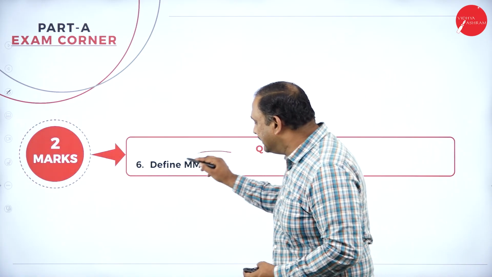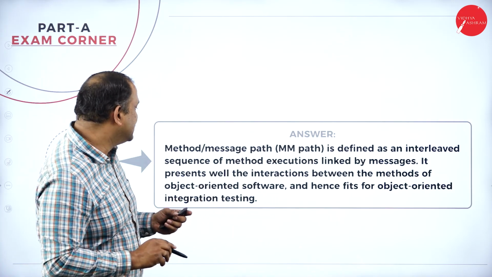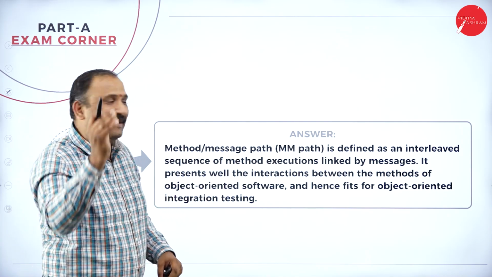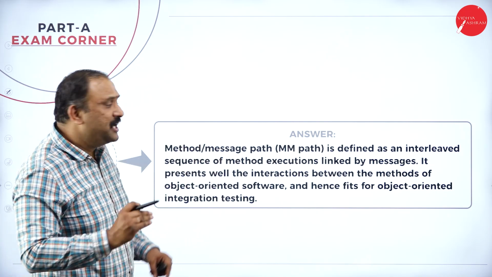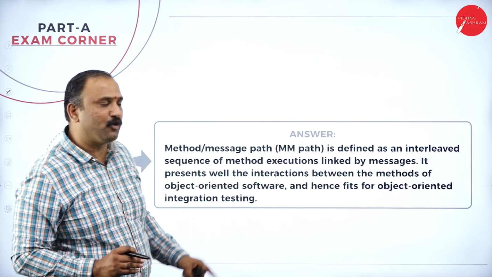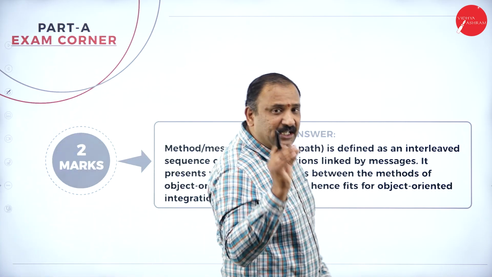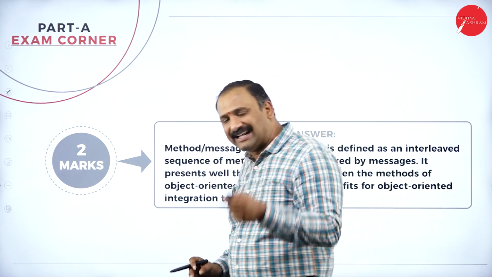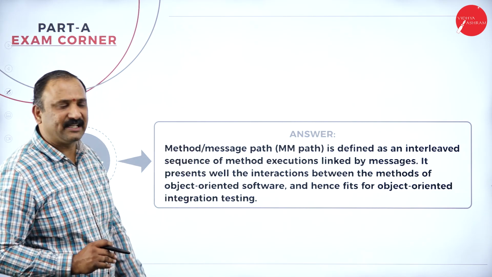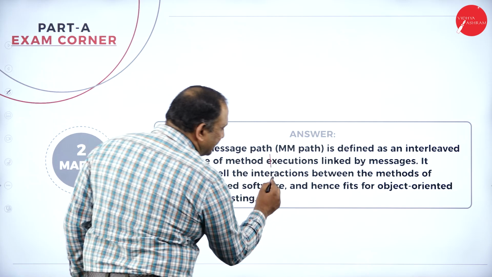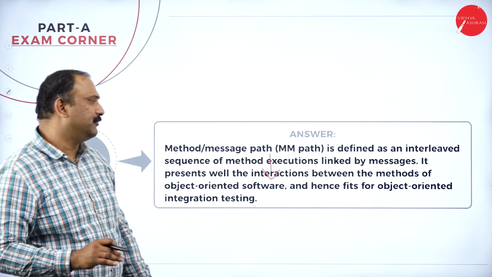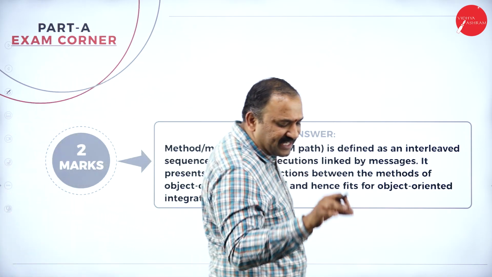Moving further, define the path. Now for that the answer is: a method message path is defined as an interleaved sequence of method executions linked by messages. It presents the interaction between methods of object-oriented software, and hence fits for object-oriented integration testing. Now we all know that in an object-oriented testing methodology, the most important thing is the sequence of executions done by the messages. It presents well the interactions between the methods of the object-oriented software, and hence it fits very well for object-oriented integration testing altogether.